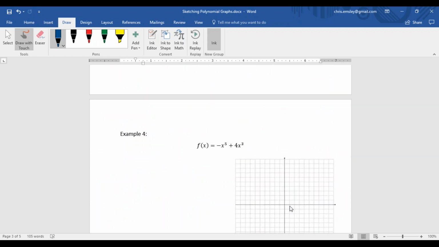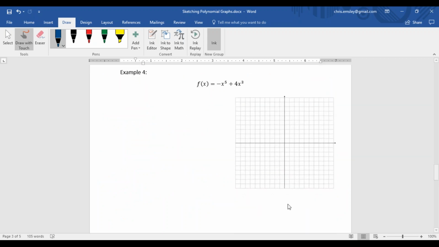Okay, I've got 2 more examples for you. Here's our next one, example 4. Again, start off with our x-intercepts. That means we set 0 equal to our function. Oop, forgot that negative sign: -x to the 5th plus 4x cubed. Again, to solve this one, we'd want to factor. We'll look for a greatest common factor, which would be x cubed.